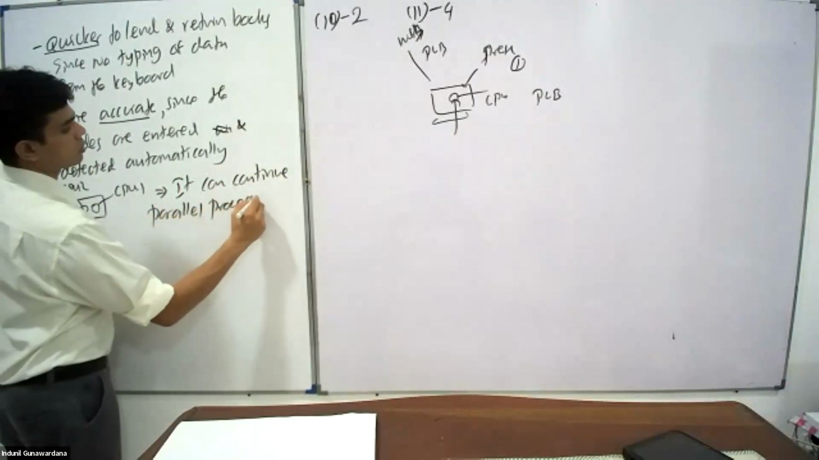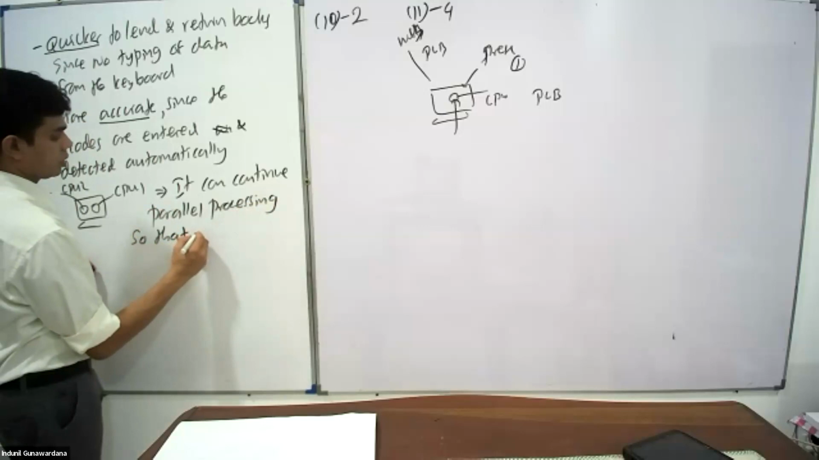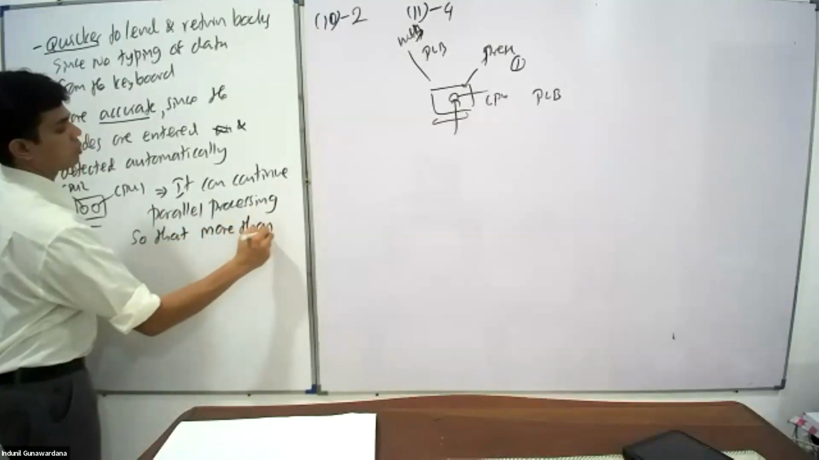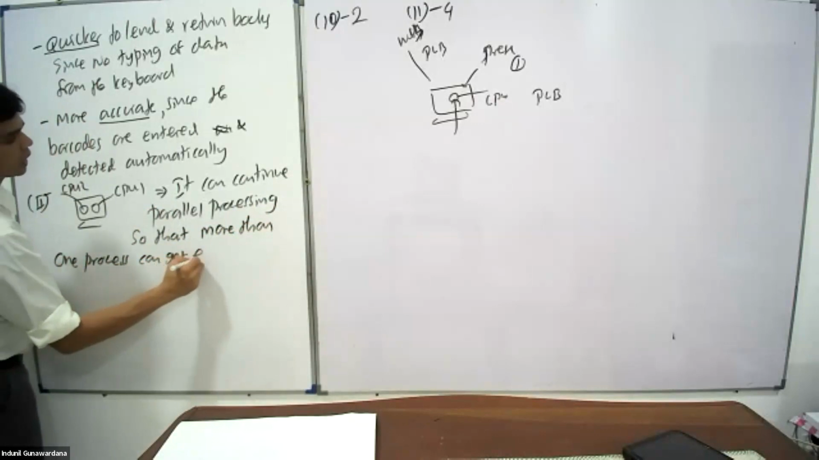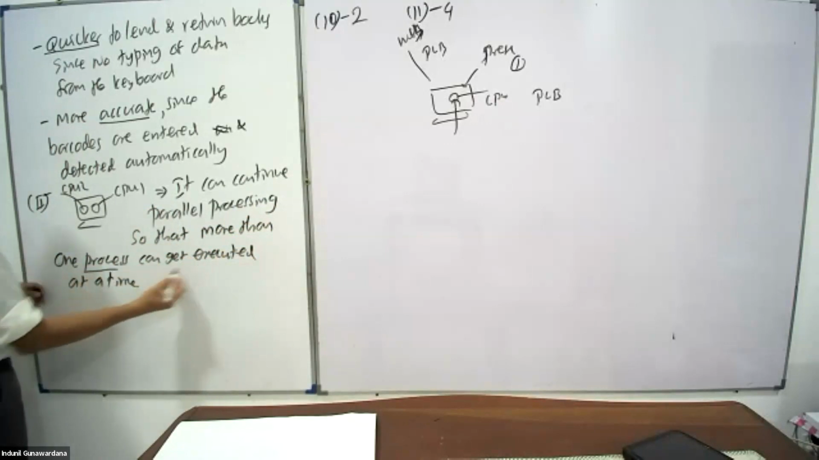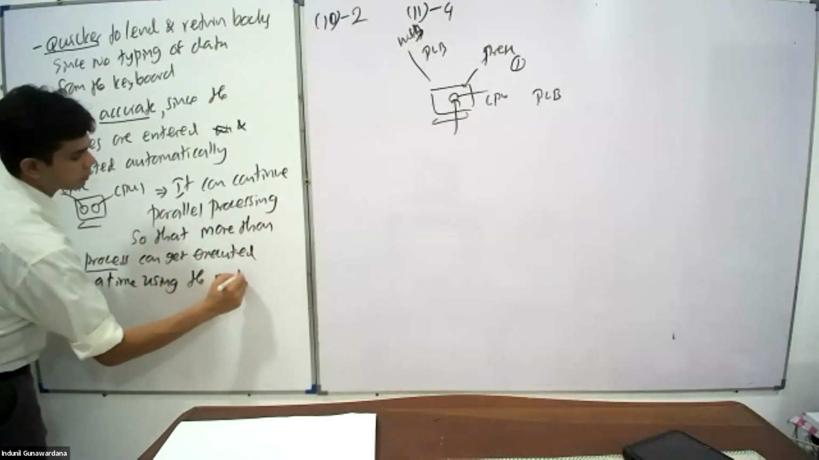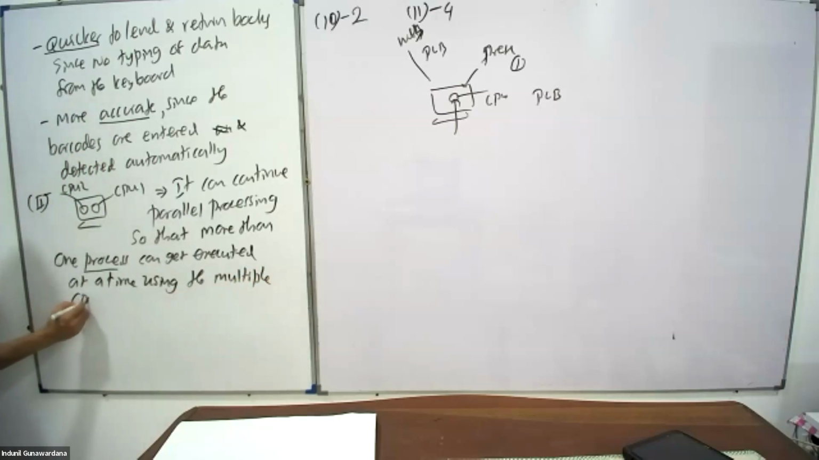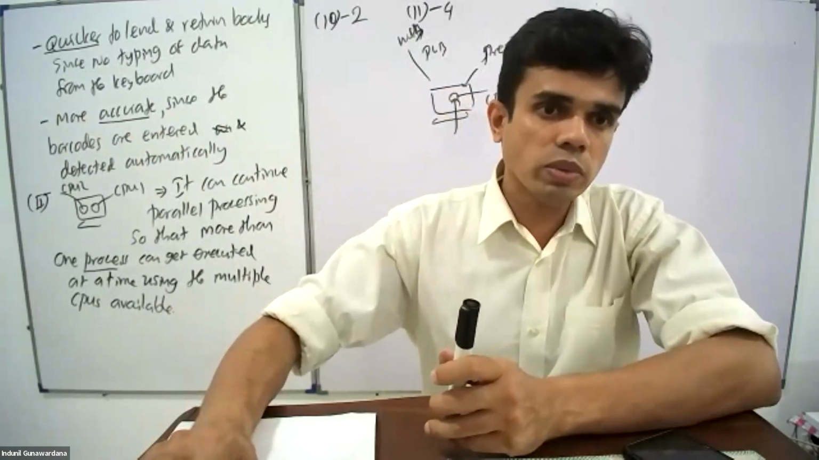Parallel processing, so that more than one process can get executed at a time, using the multiple CPUs available. Using multiple CPUs, it will continue the execution. So 1 mark is given.